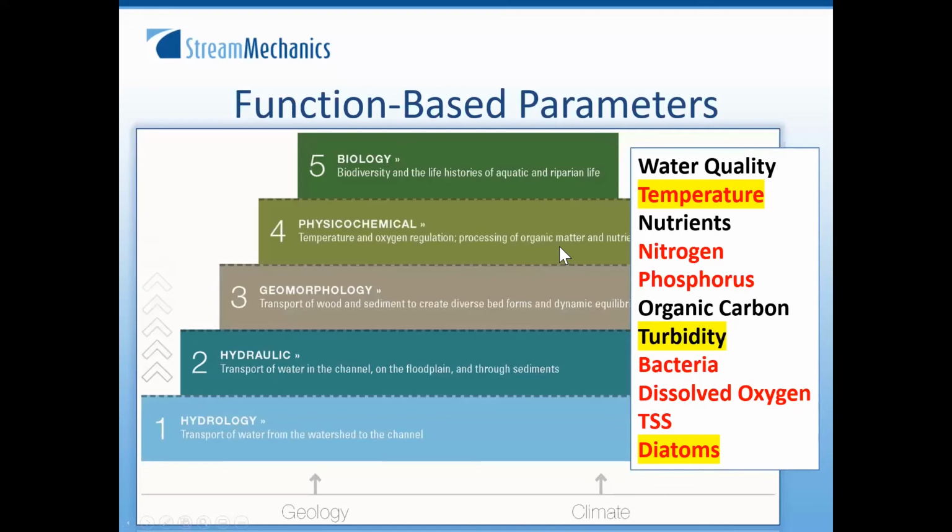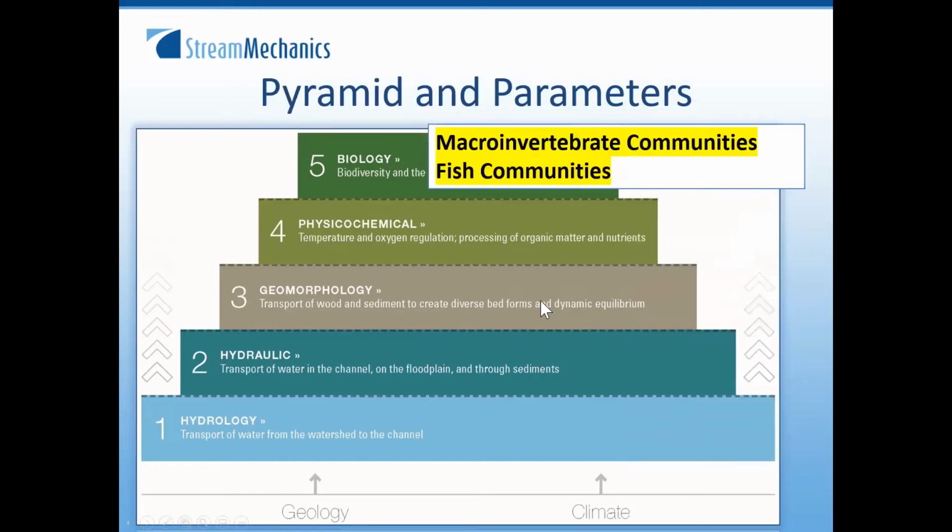All right, so that's through geomorphology. We still have two categories left and quite a few parameters. So here are the physicochemical, and the Alaska SQT has temperature, turbidity, and for the very first time, diatoms as a parameter for helping us understand some of those physicochemical processes, really a bit of a water quality surrogate. And then finally on top is biology. You will notice that the two parameters that are pretty much always included when using this framework, the SQT, are macroinvertebrate communities.